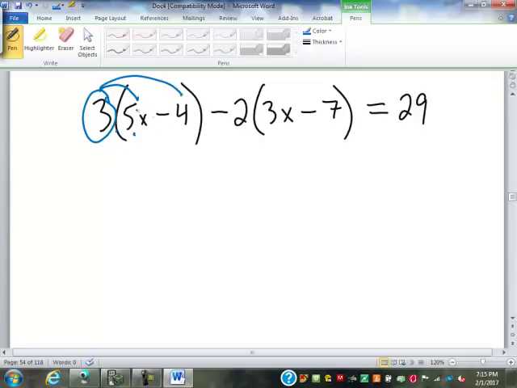I'm going to tell you a shortcut. Just tell me, what do you get when you multiply the parentheses by 3? 15x minus 12. Good. 3 times 5x is 15x. 3 times the negative 4 is negative 12.